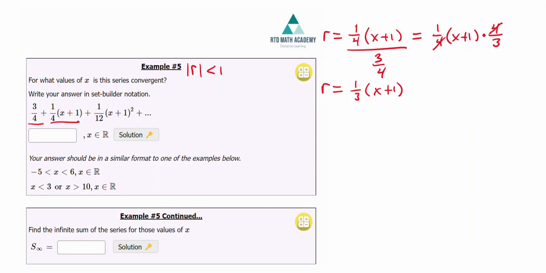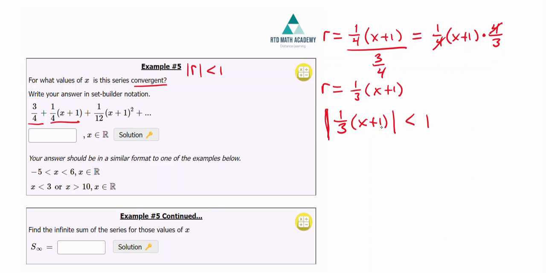Much better. Okay, so if the absolute value of r has to be less than 1 for this thing to be convergent, then I can say the absolute value of 1 over 3 x plus 1 has to be less than 1, because this is r. Now we just need to figure out what values of x would make this statement true. If you think back to your absolute value lessons, most likely in Math 20-1, there are going to be two scenarios when this is true, because the absolute value makes things positive.